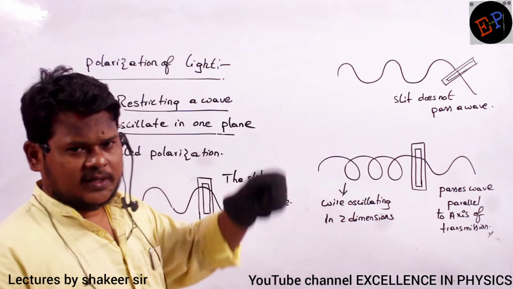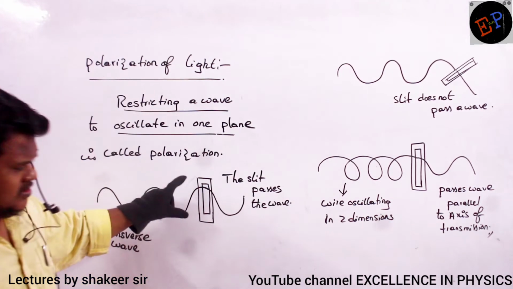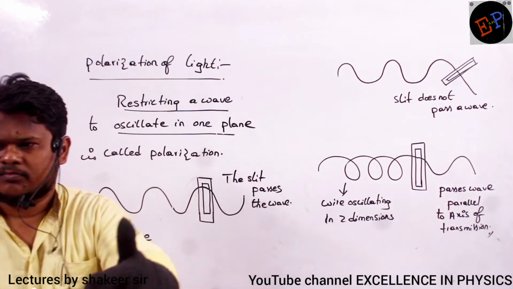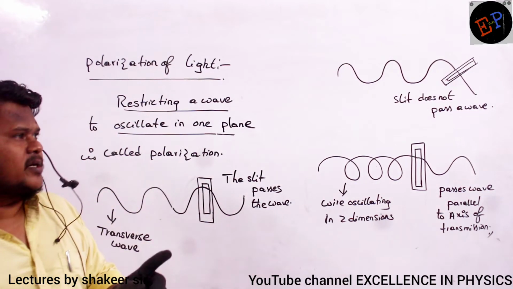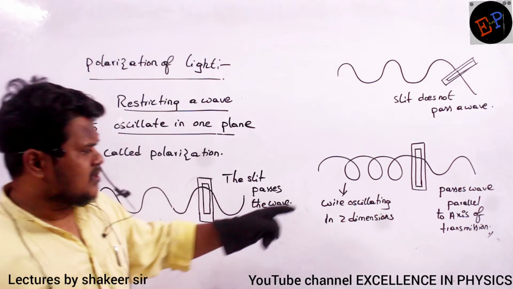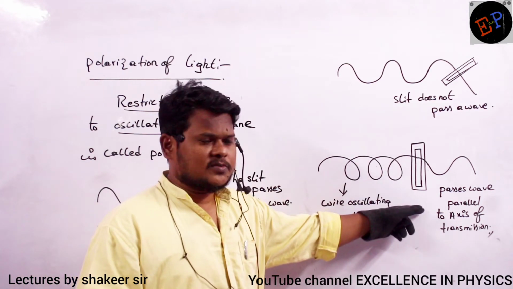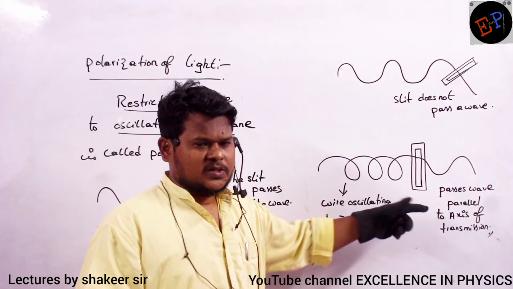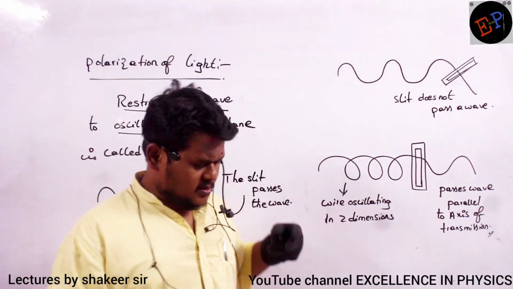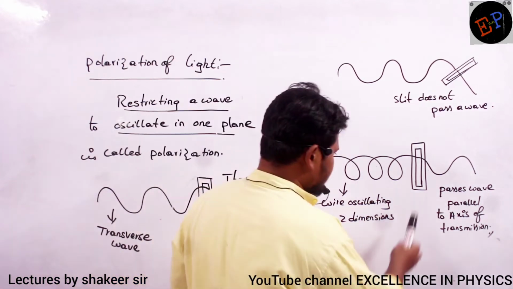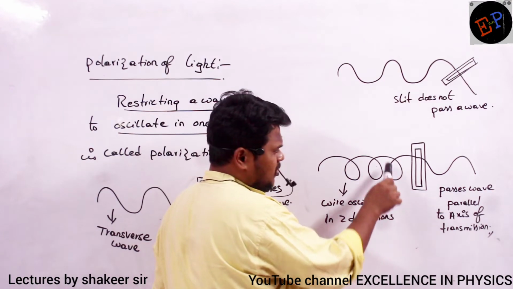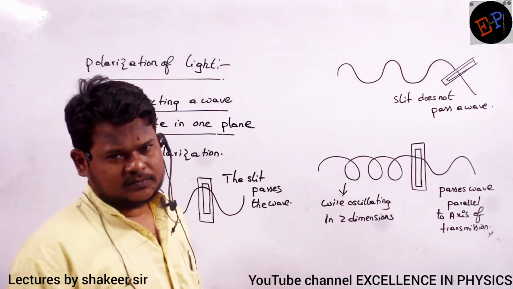If I oscillate a wire like this and pass it through this type of transmission, here the wire is oscillating in how many dimensions? It is oscillating along the z-axis and also along the y-axis. Two oscillations are present. But this transmission axis, will it allow z transmission or y transmission? The transmission axis is like this. Z is restricted, only y transmission will be allowed.